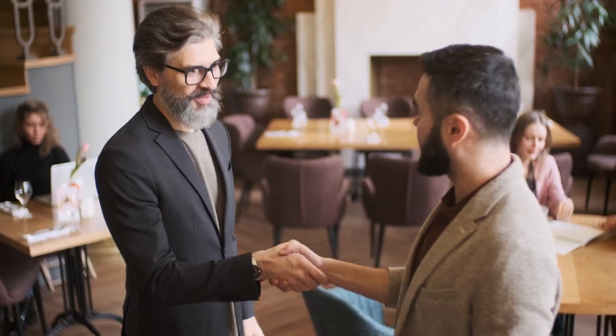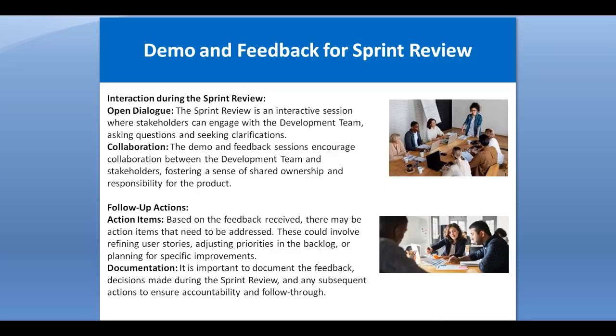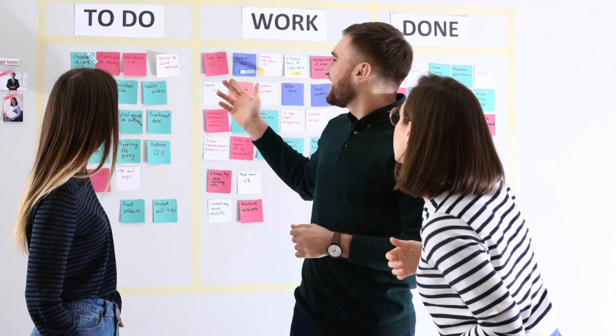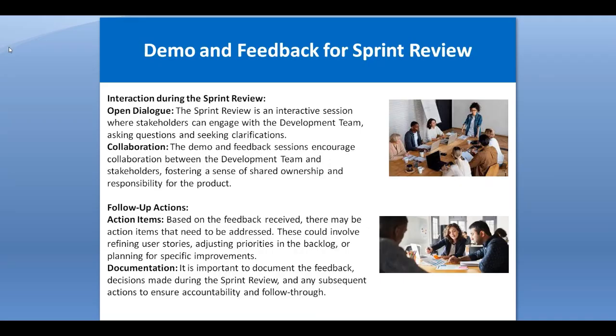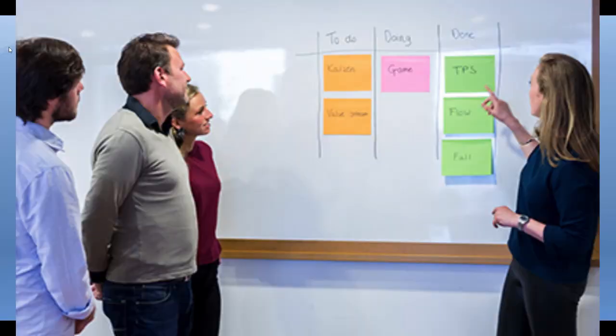Then follow-up actions means that whatever feedback we have received from the customer and from the business, based on that we basically identify the action items. These could involve refining user stories, adjusting priorities in the backlog, or planning for specific improvements. And it is important to document the feedback properly, the decisions made during the sprint review, and any subsequent actions to ensure accountability and follow-through as well. So these follow-up actions basically become action items for you in the next upcoming sprint.